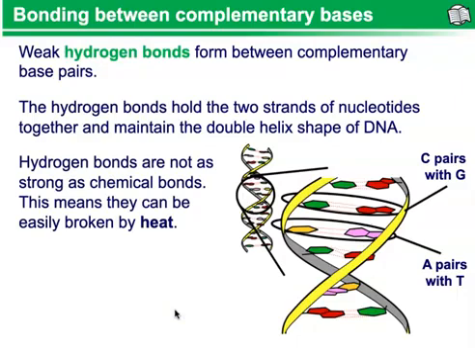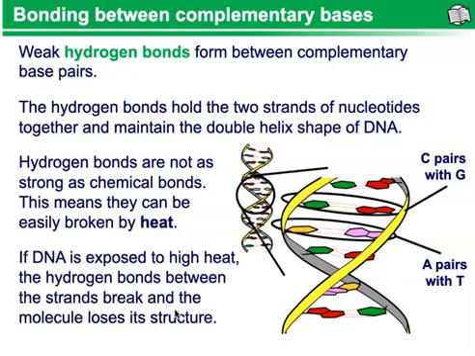Hydrogen bonds are not as strong as chemical bonds. This means they can be easily broken by heat. If DNA is exposed to heat, the hydrogen bonds between the strands break and the molecule loses its structure.